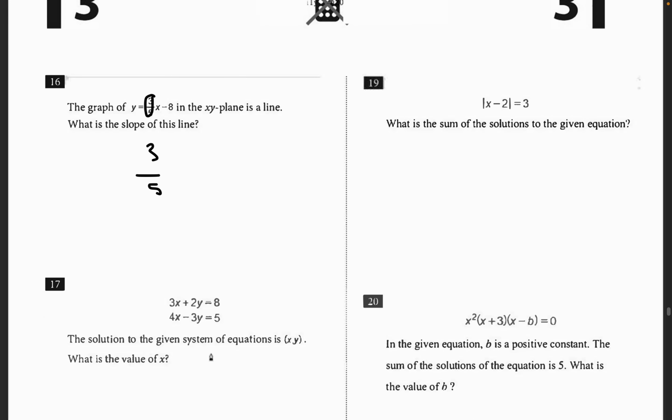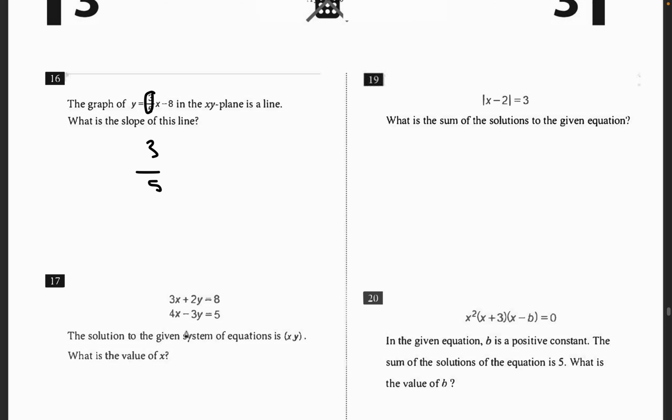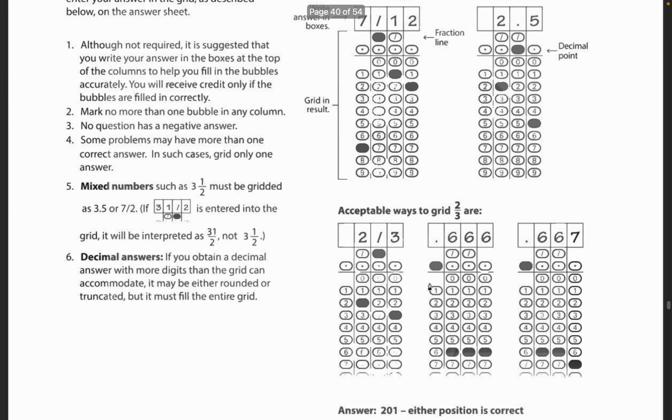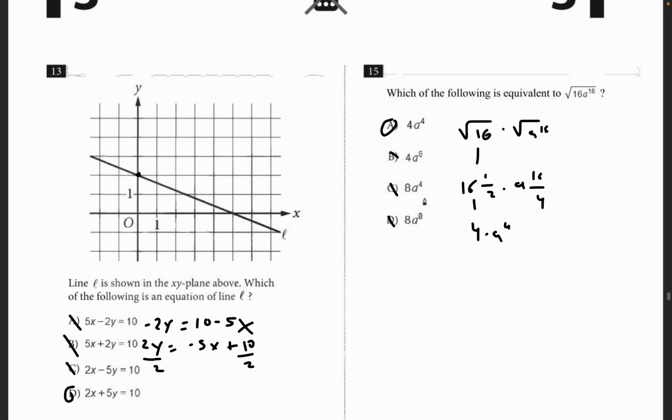The solution to the given system of equations is xy. What is the value of x? Okay, what we can do... This one's annoying. We can multiply this by 2, multiply this by 3. So we're going to get... Wait, sorry, one second. I just feel like this was too easy. One second. Well, we know it's not. What if I were to do... Wait, I could... But this is not fully simple.